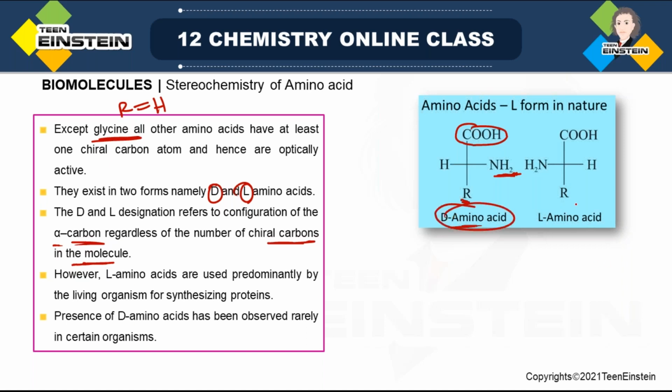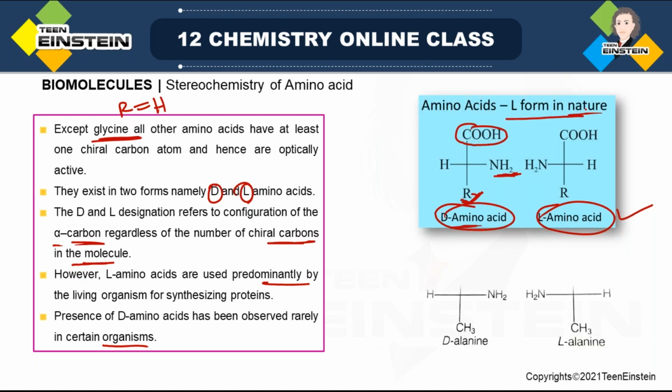Now among these two forms, D and L, this is the general picture because we have not written what the exact nature of R is. L-amino acids are used predominantly by living organisms for synthesizing proteins. So naturally, this L form is mostly present. But it is not that D-amino acid is not present, but that is very rare. It is rarely observed in certain organisms. So this is the general picture. The L form is predominant in nature.